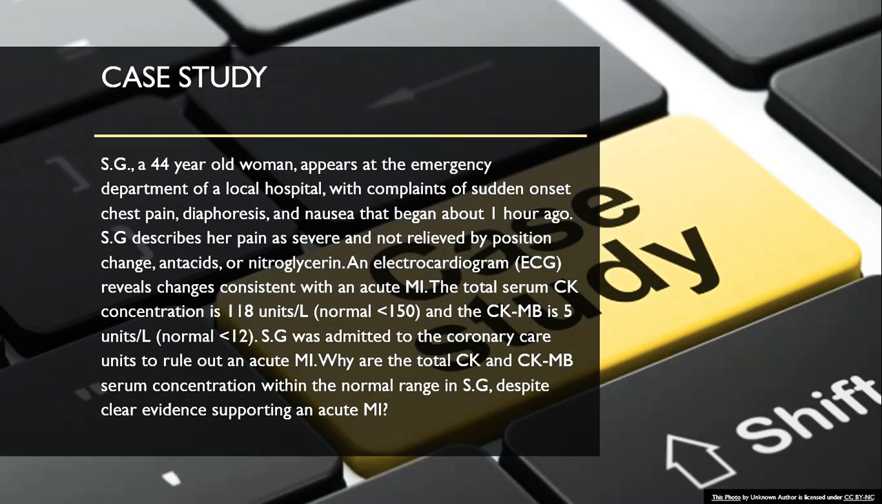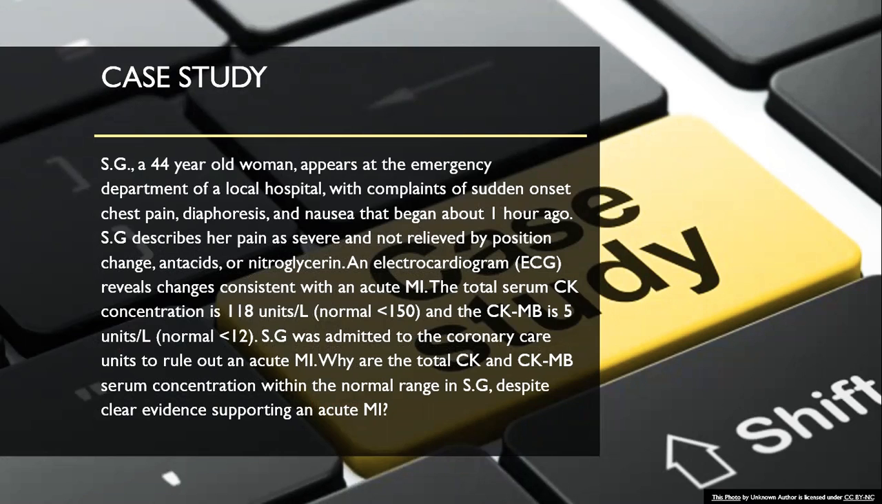An electrocardiogram, which is an ECG, reveals changes consistent with an acute myocardial infarction. The total serum creatine kinase concentration is 118 units per liter, and normal is less than 150. That means that it is normal. And the CKMB is 5 units per liter, which is normally less than 12. SG was admitted to the coronary care unit to rule out an acute myocardial infarction.